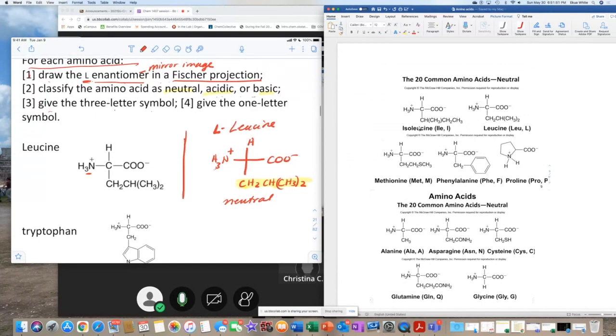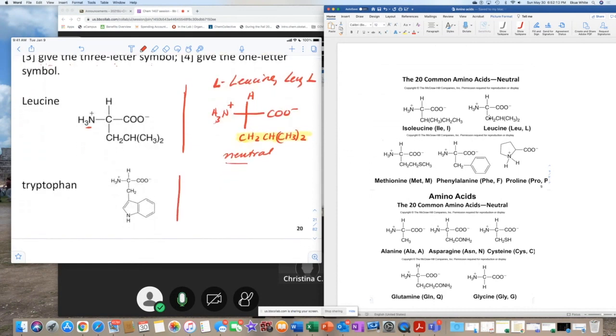Okay, so I drew the enantiomer for the first one in the Fisher projection. I classified it as neutral. That's true because it is under neutral. I have to give the 3-letter symbol. So leucine goes with LEU, and then the 1-letter symbol will be L. Okay, so this and that.